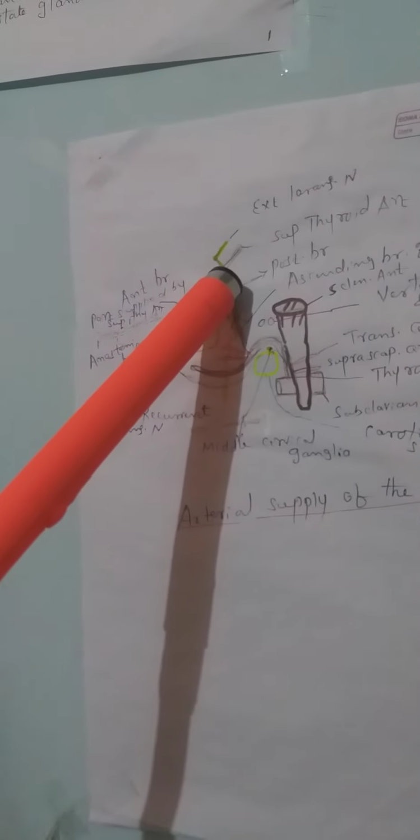The blood supply is the superior thyroid artery, a branch of the external carotid artery. It comes and pierces the fascia. After piercing the fascia of the thyroid gland, it divides into two, an anterior branch and a posterior branch.